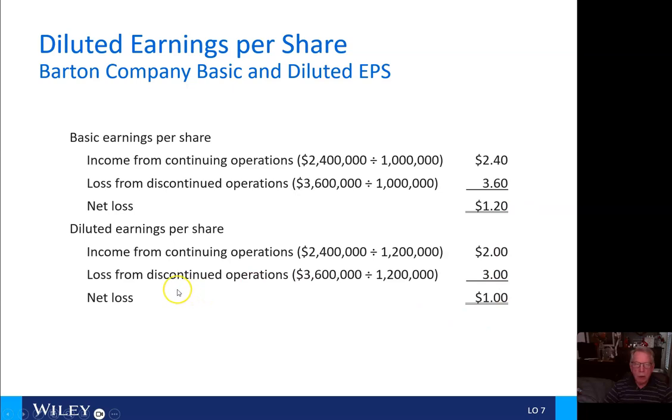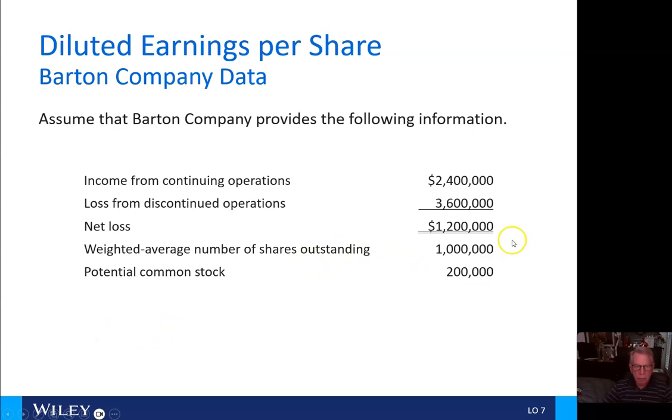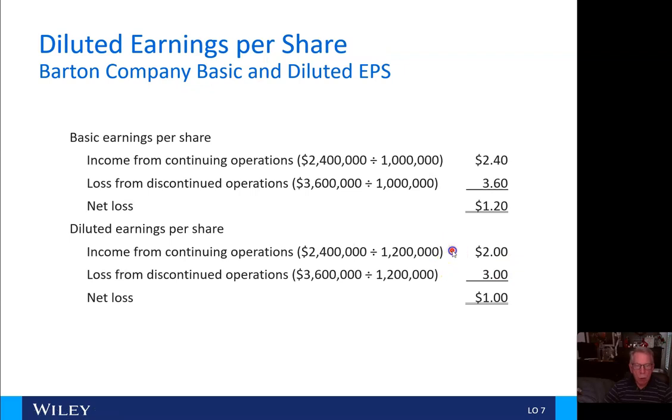The fully diluted earnings per share, pretty easy to calculate here. We take that 200,000 here, and we add it to the million to get 1.2 million shares, and we divide that through the same numbers we did for the basic earnings per share to get $2 from continuing operations, a $3 loss from discontinuing operations, and a net loss of $1 per share.